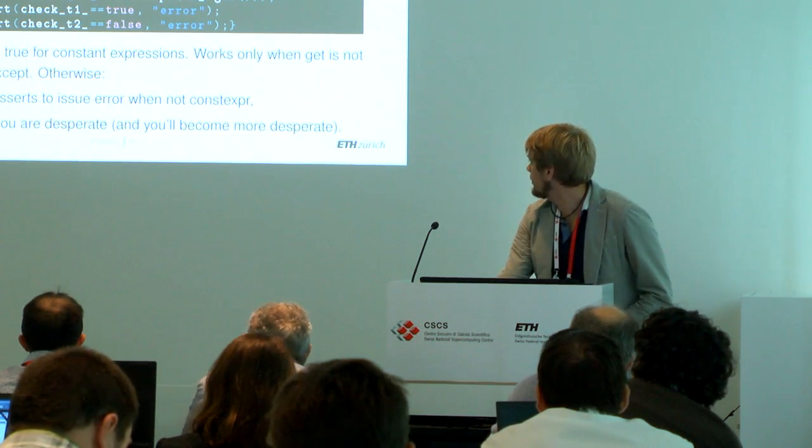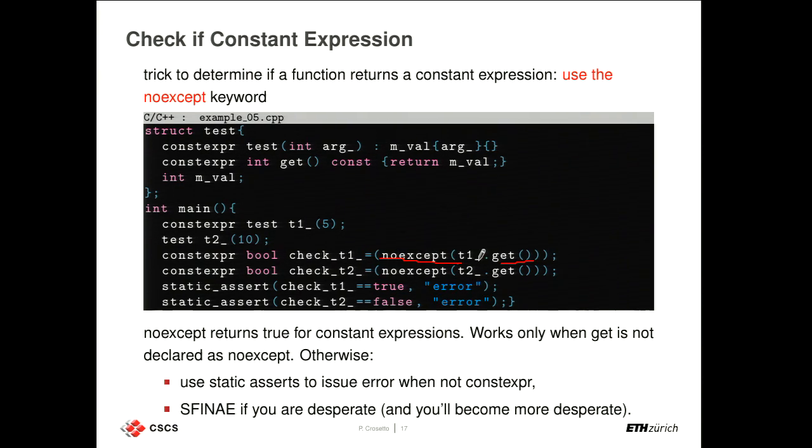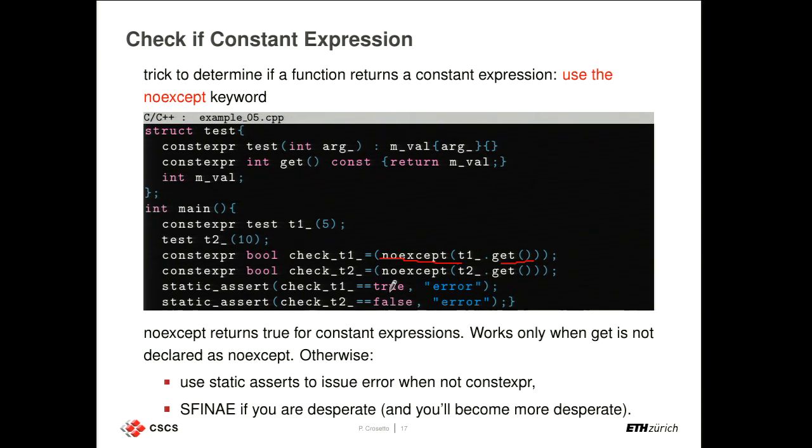So in this case, you would have a Boolean which checks T1 with the return type of noexcept of T1 get. This is evaluated at compile time, and this also checks T2 for noexcept, and you will get true or false depending on whether the instance is constexpr or not. So this is a trick. You don't have it in the type, but you can still get it somehow.